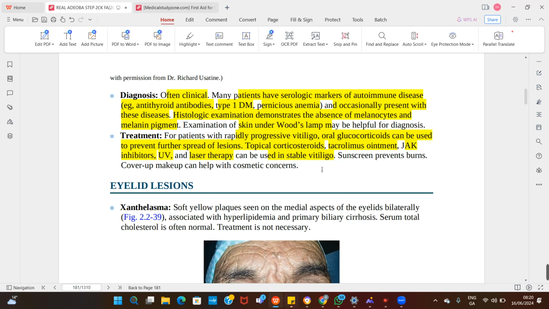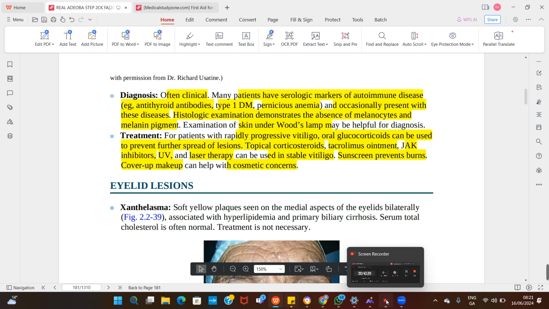But if you see in the question stem that it's fast spreading, give oral steroids. Very important stuff. Some people might need to apply sunscreen, sun protective factor 30, to prevent burns because the skin is liable to burn injury. Some can apply dark colored makeup to cover those hypopigmented areas, cosmetically, just to cover up those lesions, right? So that's that about vitiligo.